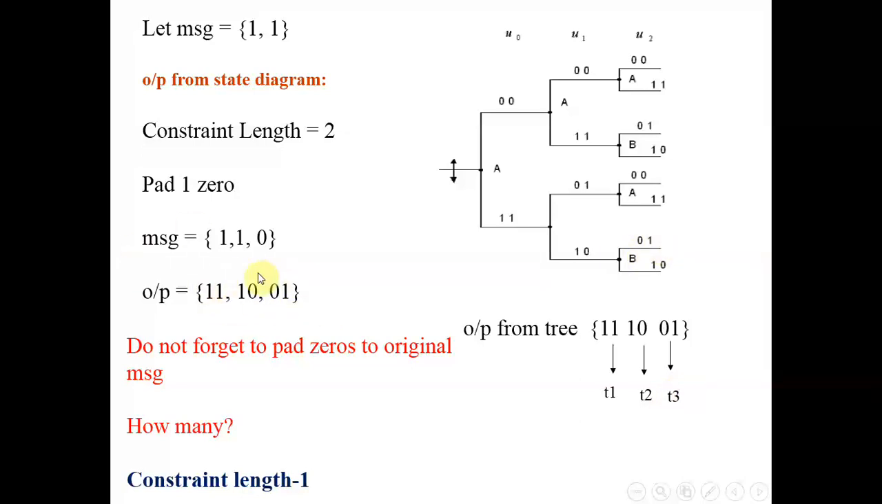So this is how, using any of the representations, you can actually encode the message. So your encoded output is 1 1 1 0 0 1, or in terms of coding theory, we call this the code word. So your code word is 1 1 1 0 and 0 1.